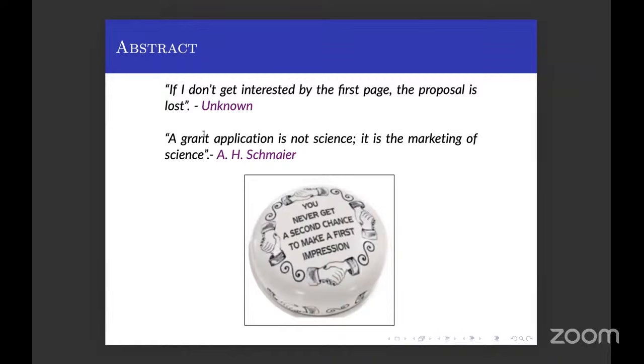The second thing is that a grant application is not science, it is the marketing of science. So when I'm writing a proposal, it has to be marketing of that proposal, how you are going to sell yourself. For example, the way we write our CV. CV means you are trying to market yourself, that you have better publications, better projects, better teaching skills, and you write all these things. So grant application is not science, forget it. It is the marketing of science. So you have to market it very efficiently.